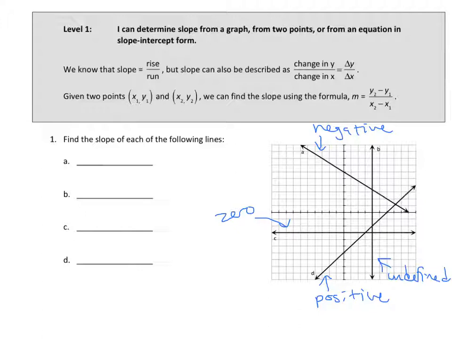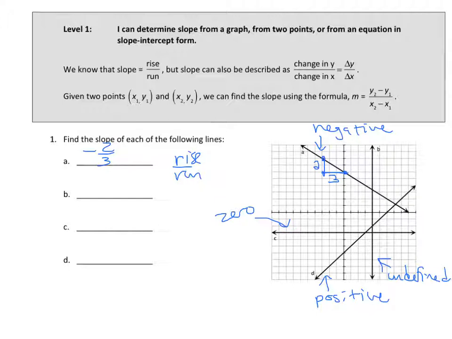The next step would be to determine the exact value of the slopes of line A and D. First, you want to find 2 points on the line, any 2 points, and you make a triangle. The rise over the run will give you the slope, and the rise is the vertical part of the triangle, in this case 2. The run is the horizontal part, which is 3. And we already know that this line has negative slope, so we get negative 2 over 3.